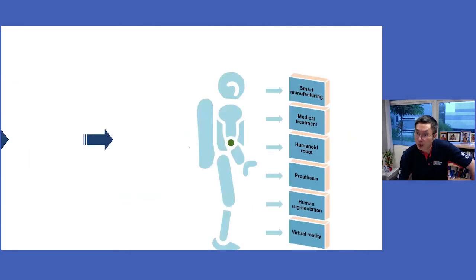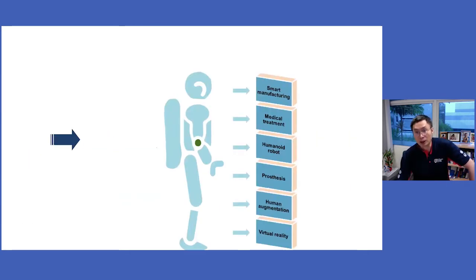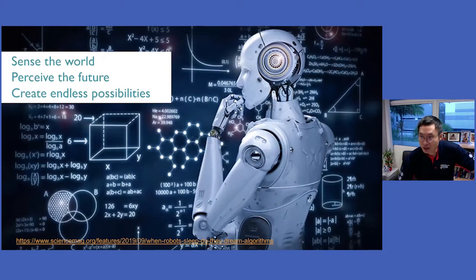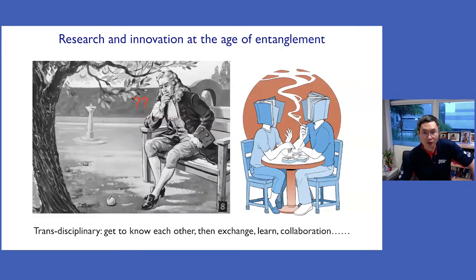Personally, I'm very optimistic about this direction because it really makes an impact, not only in manufacturing, healthcare, social robotics, even human augmentation. I do believe if you sense the world, you will pursue the future, you will create endless possibilities with e-skin. But I always want to highlight again, this is a very interdisciplinary field. You need a lot of people working together. And also now it's time for research innovation in this entanglement age.